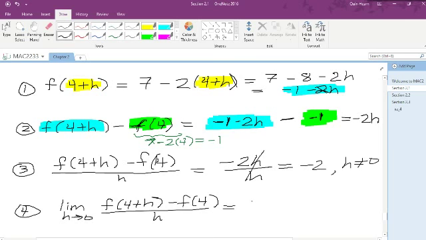All right, step 4 then is going to be the limit as h goes to 0 of all of that, which turned out to be just negative 2. And when we have a limit of a constant, right, the negative 2 is a constant. It's not changing. There's no variable in it. When we have a limit of a constant, it's just going to be that constant value. So the answer is negative 2.